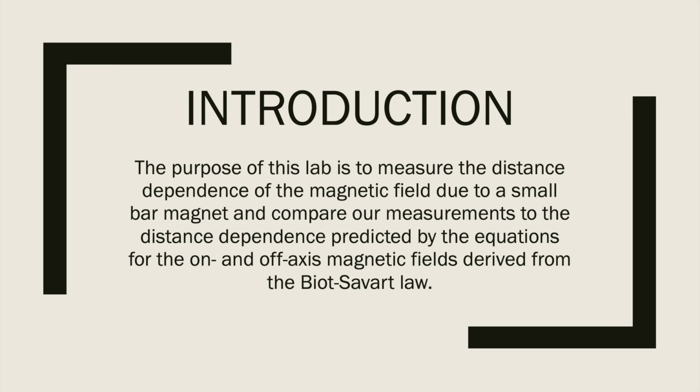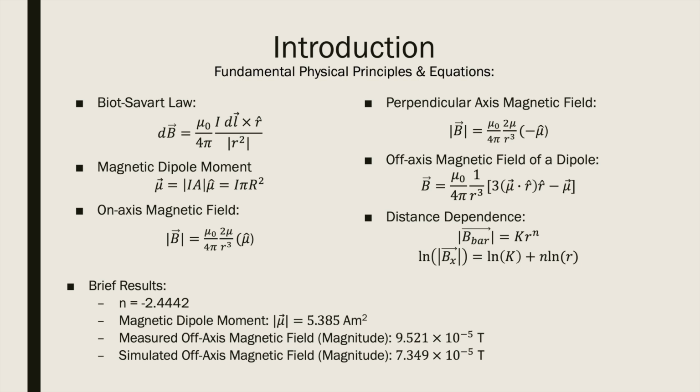The purpose of this lab is to measure the distance dependence of the magnetic field due to a small bar magnet and compare our measurements to the distance dependence predicted by the equations for the on and off axis magnetic fields derived from the Biot-Savart law. The law relates the magnetic field produced by an object at an observation point to the current going through the object and the distance between the source of the field and the observation point.